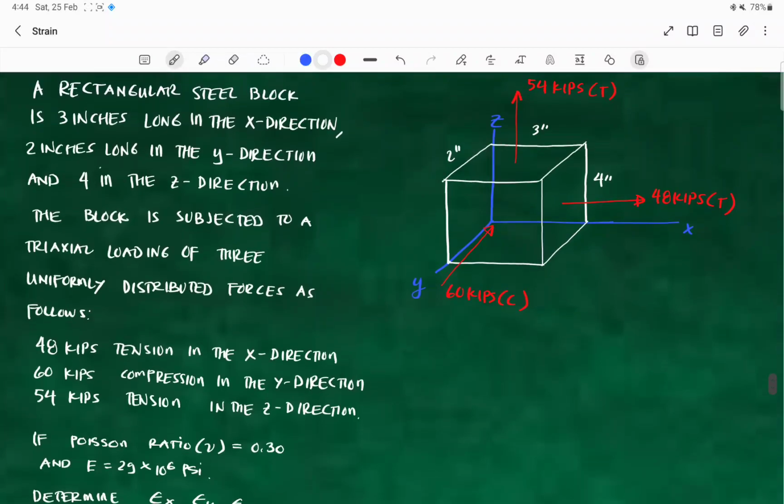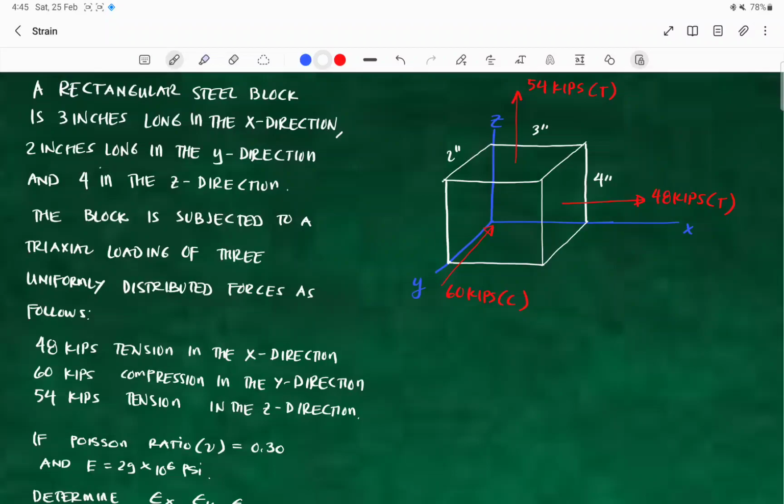So, bali, meron tayong 48 kips tension. So, bali, hinihila siya in the X direction. And then, we have 60 kips compression in the Y direction. So, meaning, pinupush niya yung steel block natin. And we have 54 kips tension, hinihila niya in Z direction.